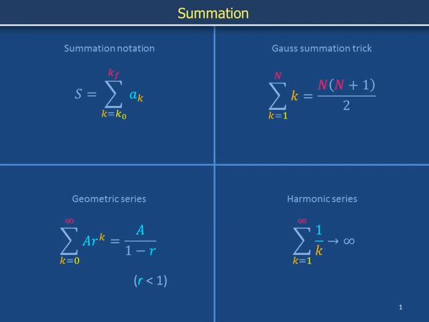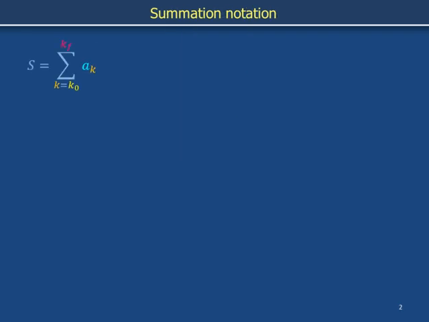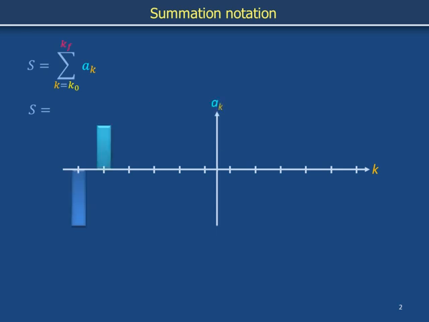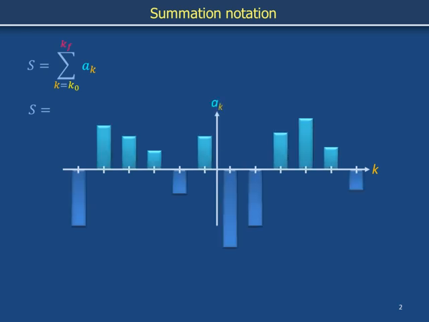In this video, we begin with notation. The uppercase Greek letter sigma stands for sum, and this notation is read as S equals the sum from k equals k0 to kf of a sub k. The letter k is an index. Each individual integer value that k can take is associated with a particular value of a_k.